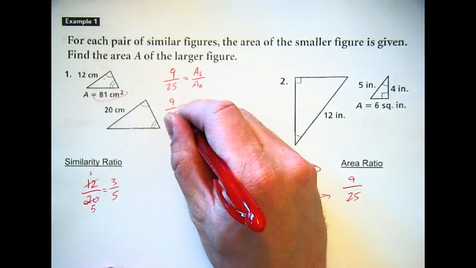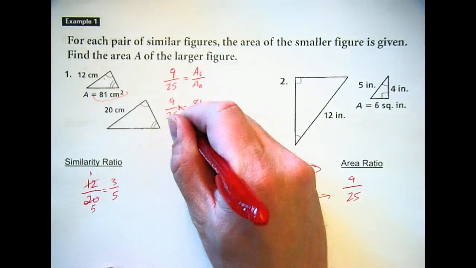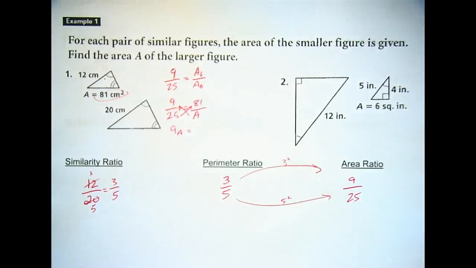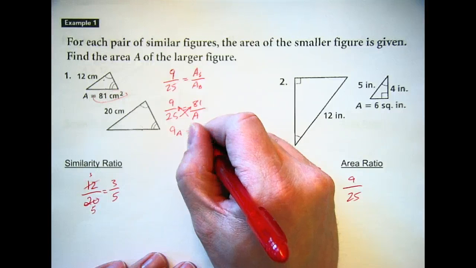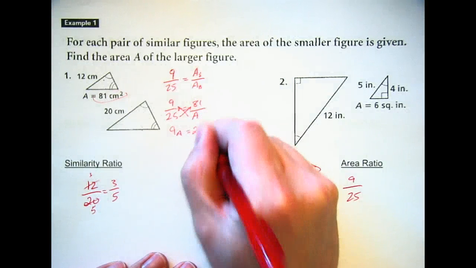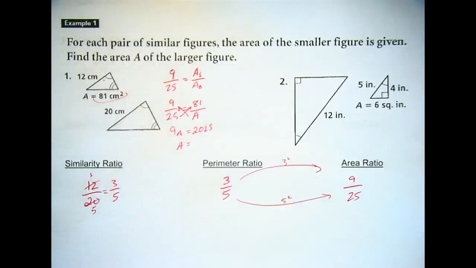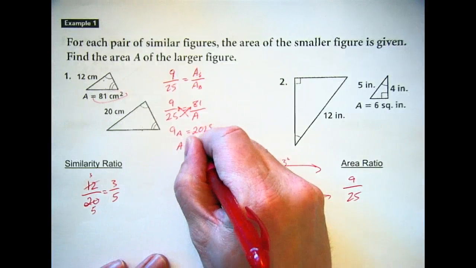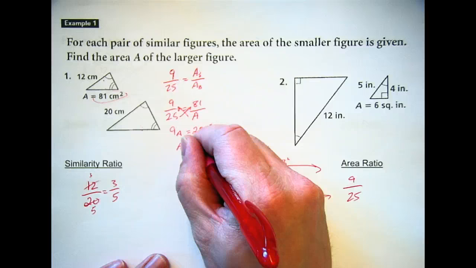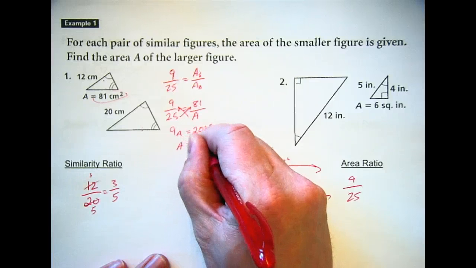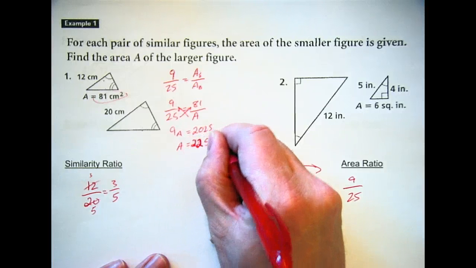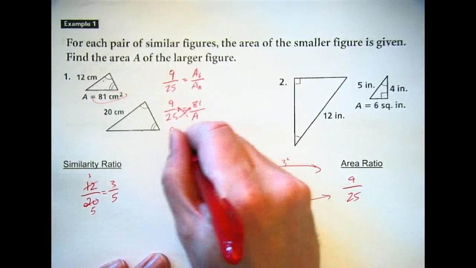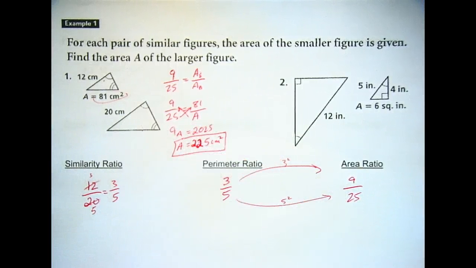Cross multiply. So 9A equals, it's 25 times 81? What is it? 2025. So what's A? 135? I got 225. 225? That sounds better. 225 square centimeters. Any questions?